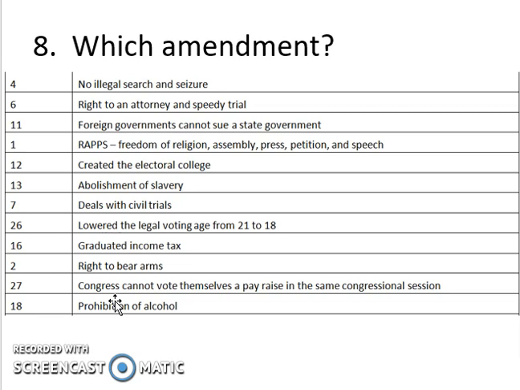The 27th Amendment says that Congress cannot vote themselves a pay raise in the same congressional session. A long time ago, they were able to vote themselves a pay raise, and they were able to get it. Now they have to actually come back in, and then they can get the pay raise. So they won't get it that year, they'd get it the next year.